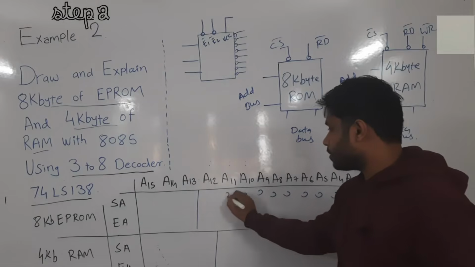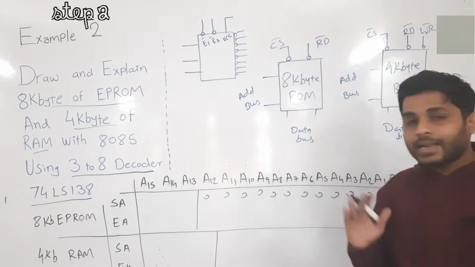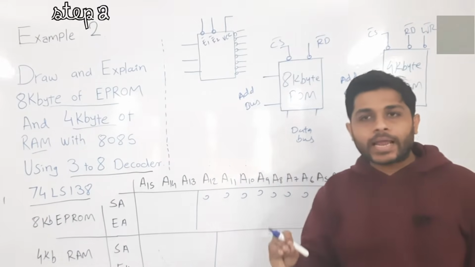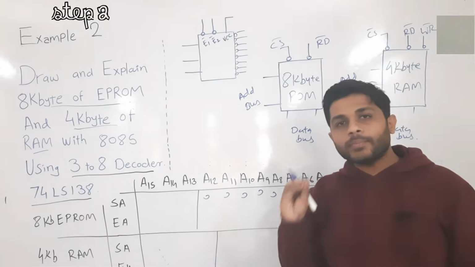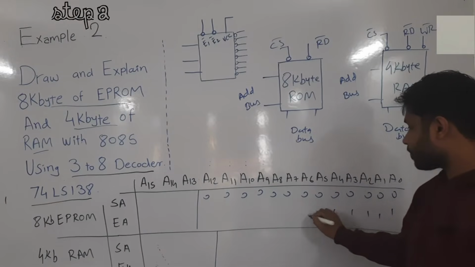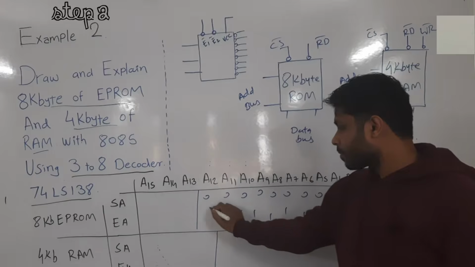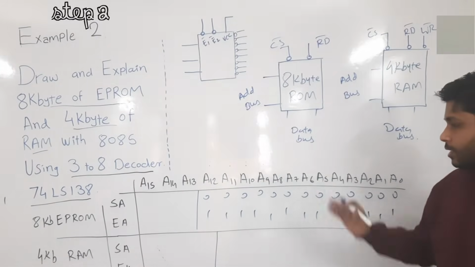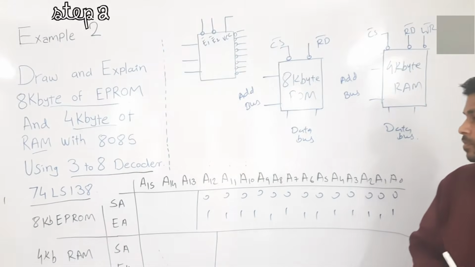To find the last address, we set all the values of the address lines connected to that particular memory to 1. So let's set all the lines to 1. This is how you can find the last address.